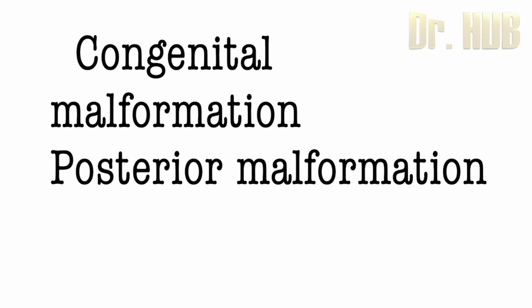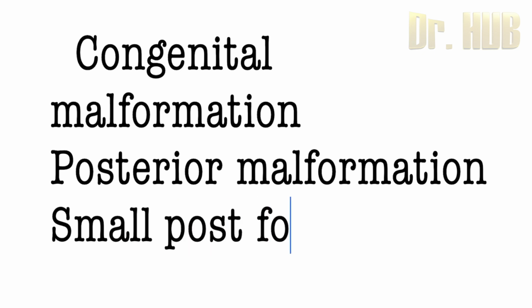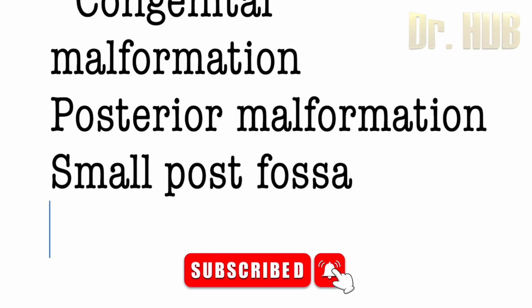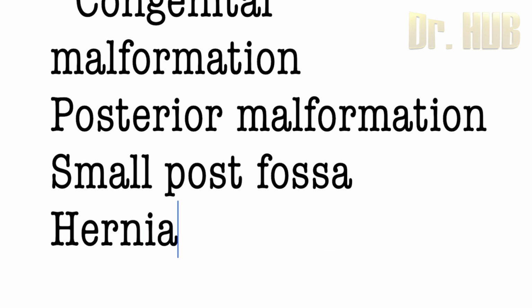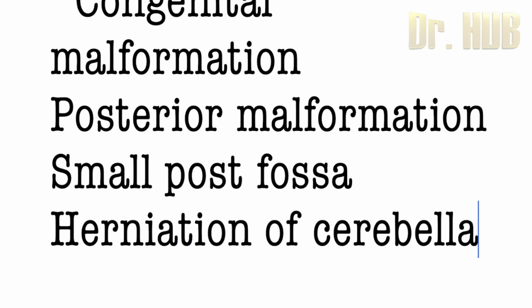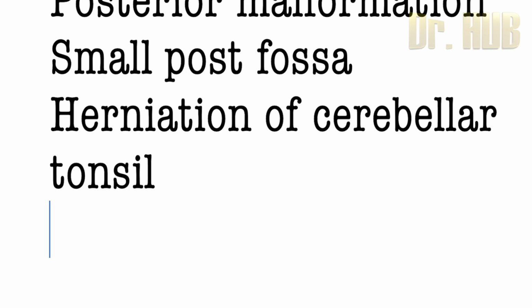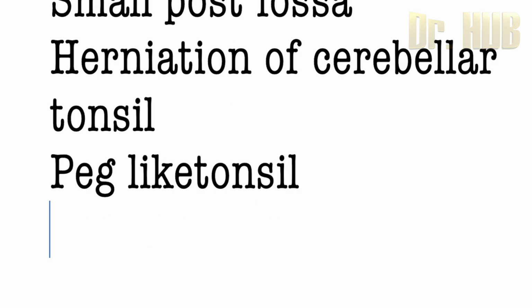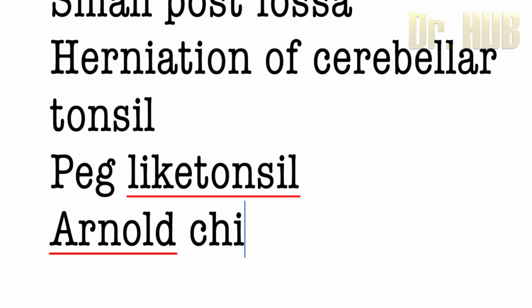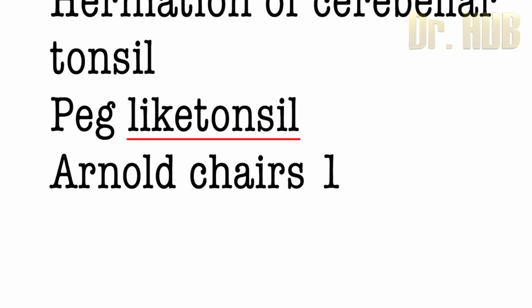So there is something known as a small posterior fossa. It includes the small posterior fossa. There is herniation of the cerebellar tonsil. Next comes the peg-like tonsil. This is seen in case of the Arnold-Chiari 1 syndrome.